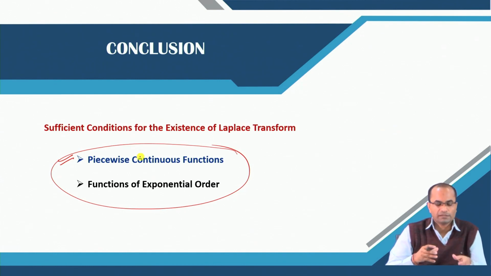If a function fails to have one of these conditions, whether the function is not continuous or the function is not of exponential order, still we can find its Laplace transform, and we have seen indeed two examples, the one function which was not piecewise continuous, and we are able to find the Laplace transform. In the other case, the function was not of exponential order, and we have seen the existence of Laplace transform.